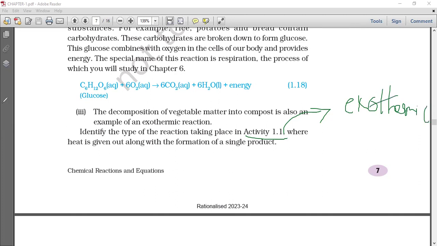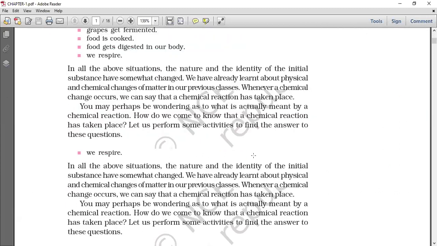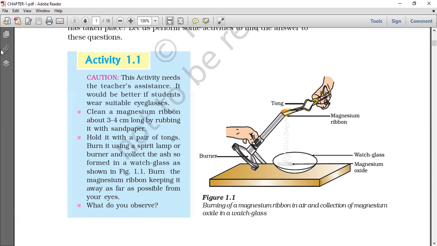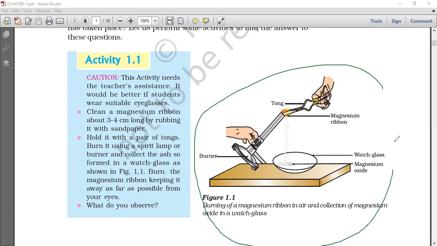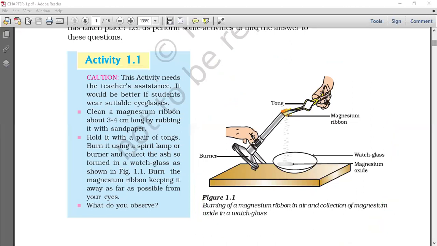Okay. I'll go to the first page. So this reaction he's asking, which type of reaction is it? This reaction is also an example of exothermic reaction. Why? Because in this reaction, heat is produced outside. Heat is liberated. Heat is released. So that is also another example of exothermic reaction.